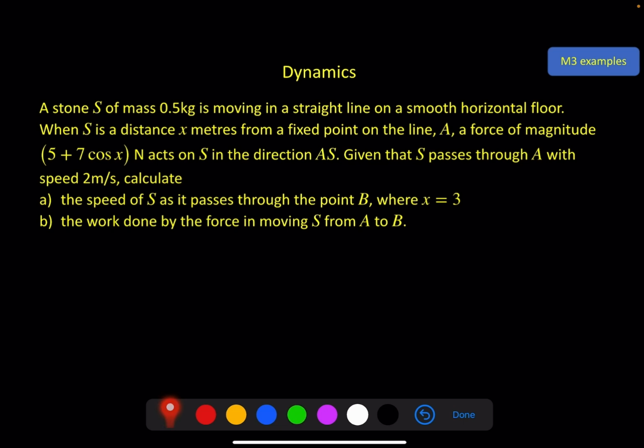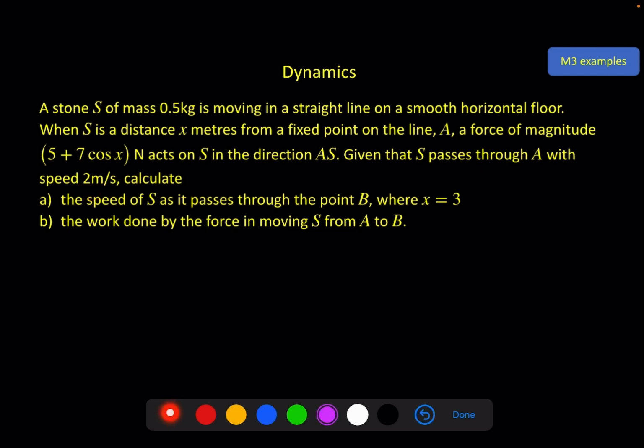A stone S of mass 0.5 kilograms is moving in a straight line on a smooth horizontal floor. When S is a distance x from a fixed point on the line A, a force of magnitude this acts on S in the direction AS. Given that S passes through A with speed 2 meters per second, calculate these two things here. This is very similar. Everything's happening in the same direction. We have force as a function of x, the distance, and a boundary condition here that when S passes through A, that's x equals 0, the speed is 2.